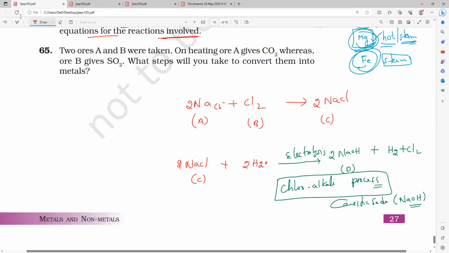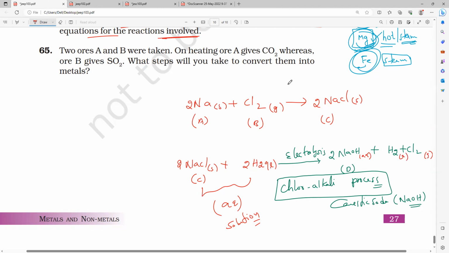So this is a solid and this is a gas. If you want, you can write solid, because it is dissolved in water, we will get NaCl in aqueous state. Clear? So this is solid and this is liquid. Both combined, we will get an aqueous solution. Correct or not? So from the aqueous solution we will get NaOH in aqueous state, plus hydrogen gas and chlorine gas.